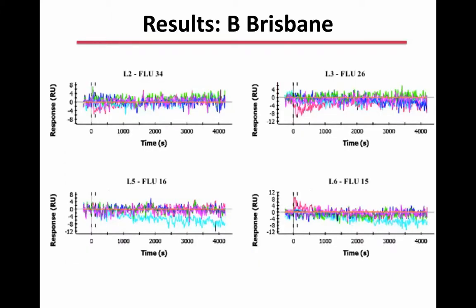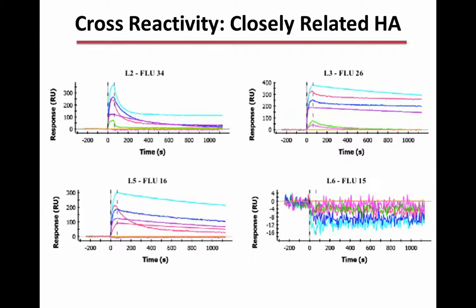These graphs show binding to Brisbane at concentrations as high as 800 nanomolar, and you can see that there's no response. We also wanted to know how strongly these antibodies bind to the hemagglutinin of closely related influenza strains that were not part of the vaccine.